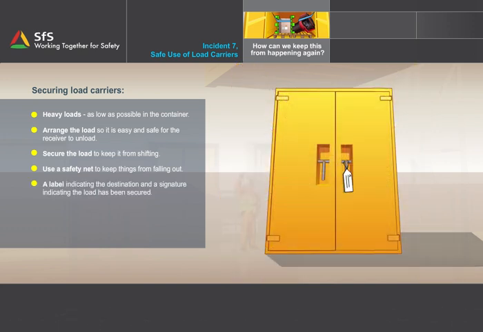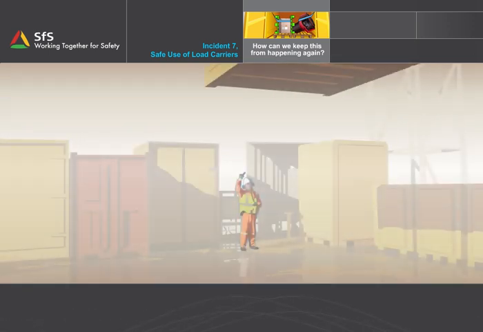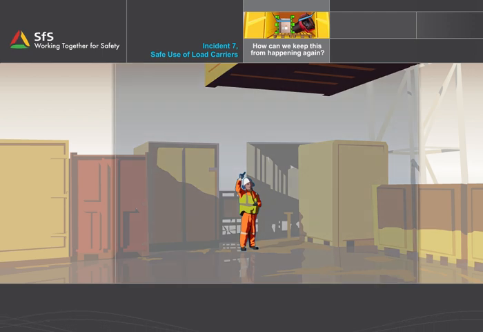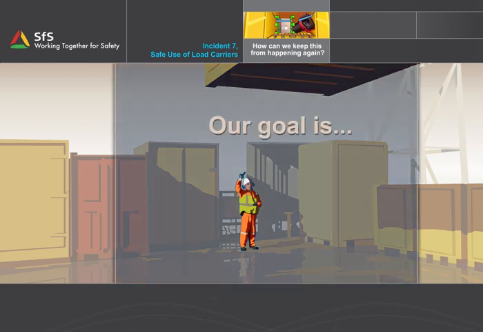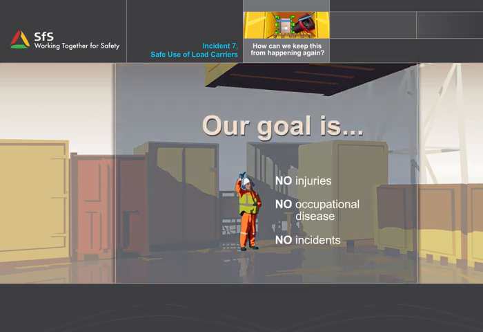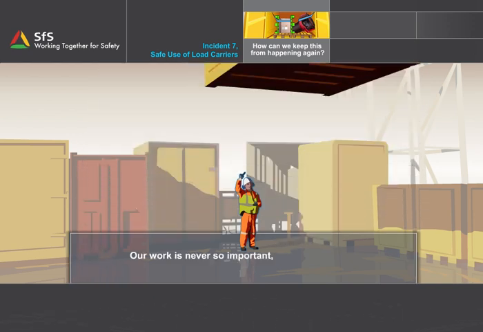The label on the load carrier shall indicate the correct destination and have a signature indicating that the load has been properly secured in the load carrier. This is in accordance with the NORSUC standard. Our work is never so important, nor so urgent, that we don't have time to do it safely.